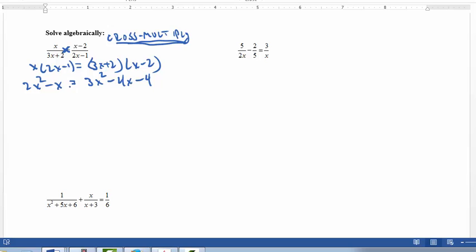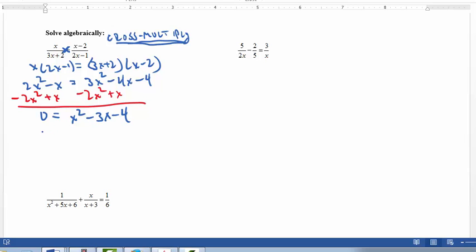All right. So now again, this is a quadratic, so what you've got to do is set it equal to 0. So I'll subtract 2x squared and add x on each side to set it equal to 0. So I'll now have 0 equals x squared minus 3x minus 4.